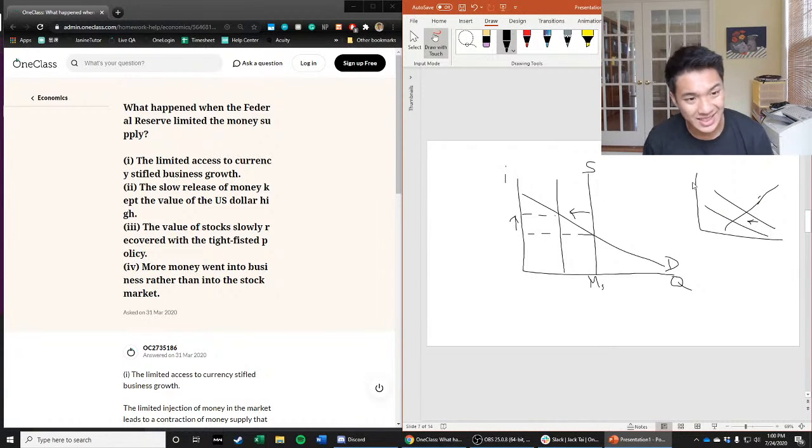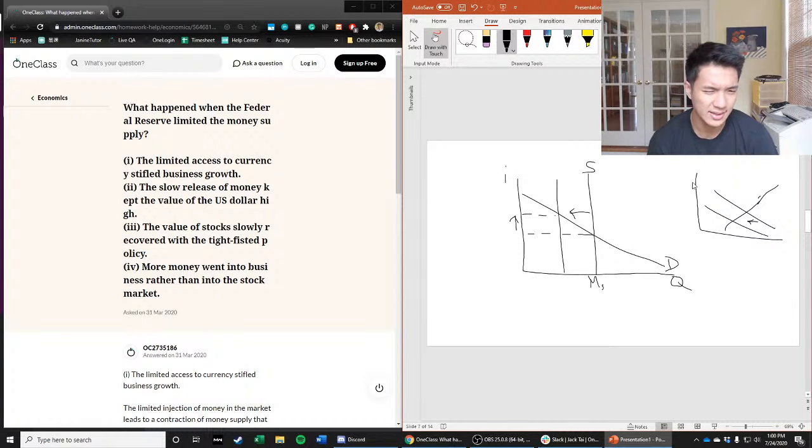So the first option says the limited access to currency stifled business growth, and that seems to be a pretty good answer, right? I'm not sure if it's limited access to currency and more so the higher interest rate tied with the currency, but it's still accurate to say that the limitation of currency is decreasing growth of business, right, in terms of investment spending. So that's still probably true. 2 says that the slow release of money kept the value of the US dollar high.